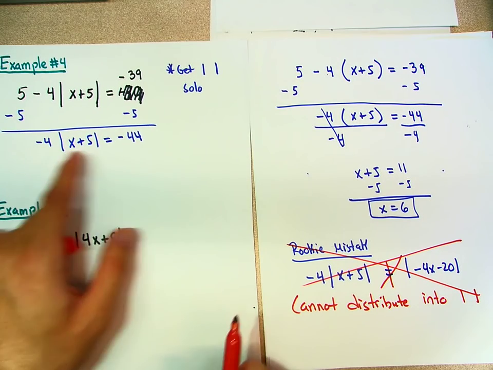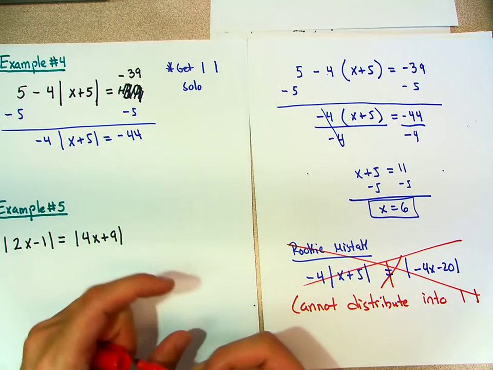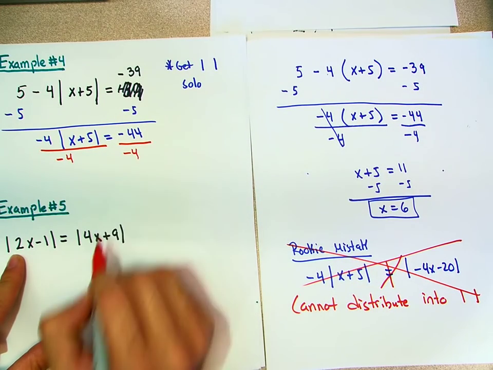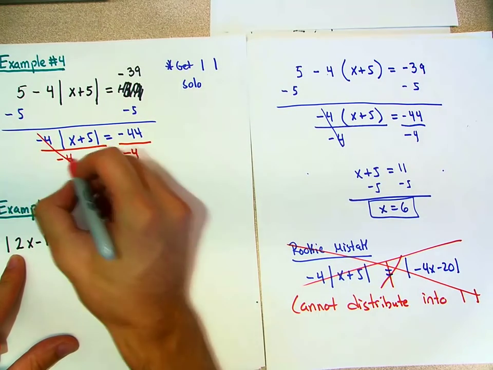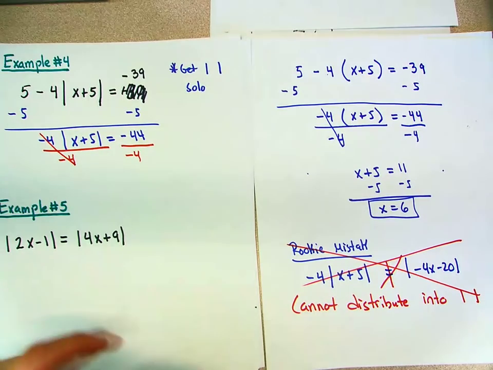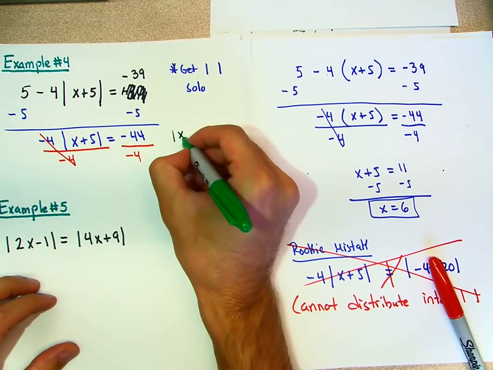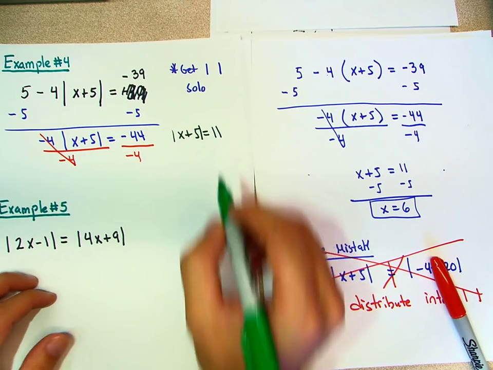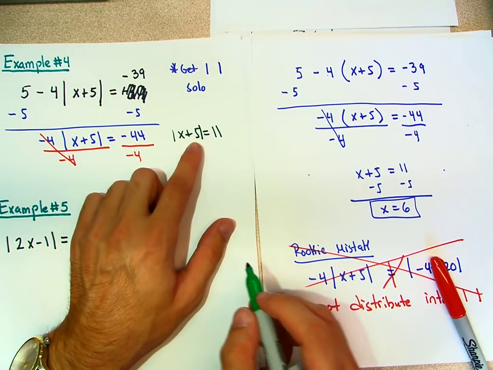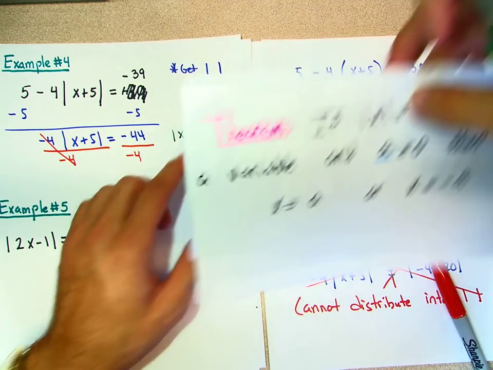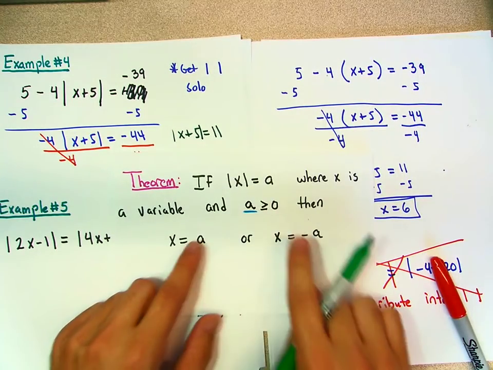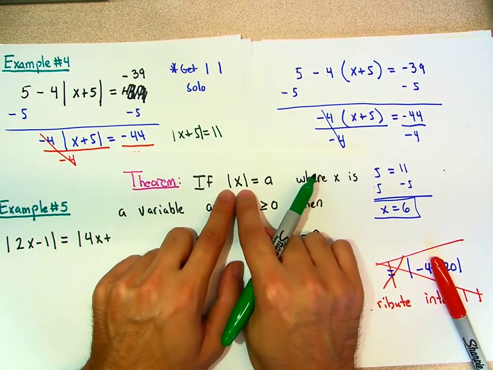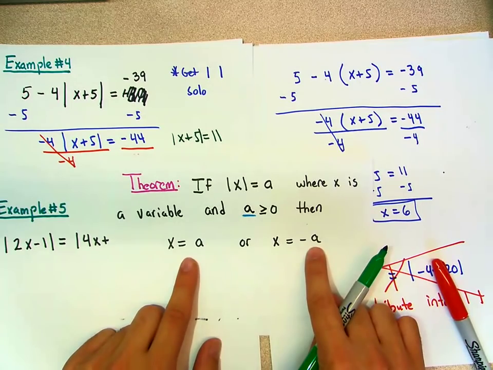So what do we want to do? We want to get the absolute value by itself. So you divide by negative 4, and now this cancels, and now we have the absolute value of x plus 5 equals 11. And you say, Mr. G, what was the whole point of doing this? And it comes back to our formula, right? They're saying that when this absolute value is solo, when it's by itself, you can do this move.